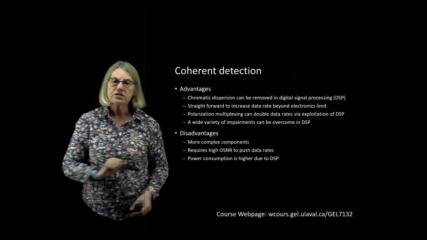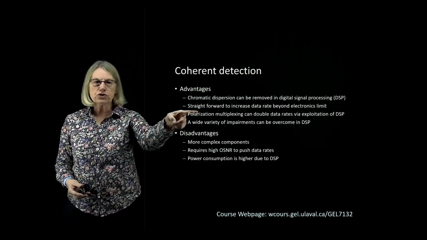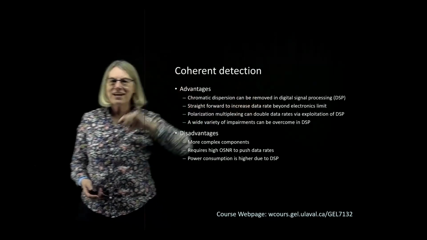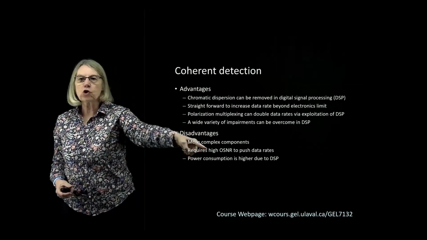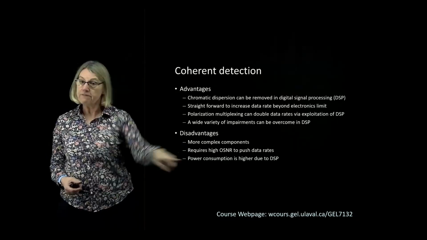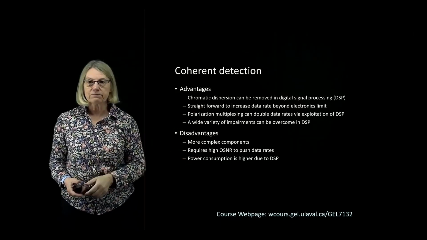So in general, more complexity comes with coherent detection. It also requires higher OSNR. In order to do this straightforward increase in data rate, I have to have enough signal quality in order for that to happen. But if I do, it's very straightforward, not difficult.